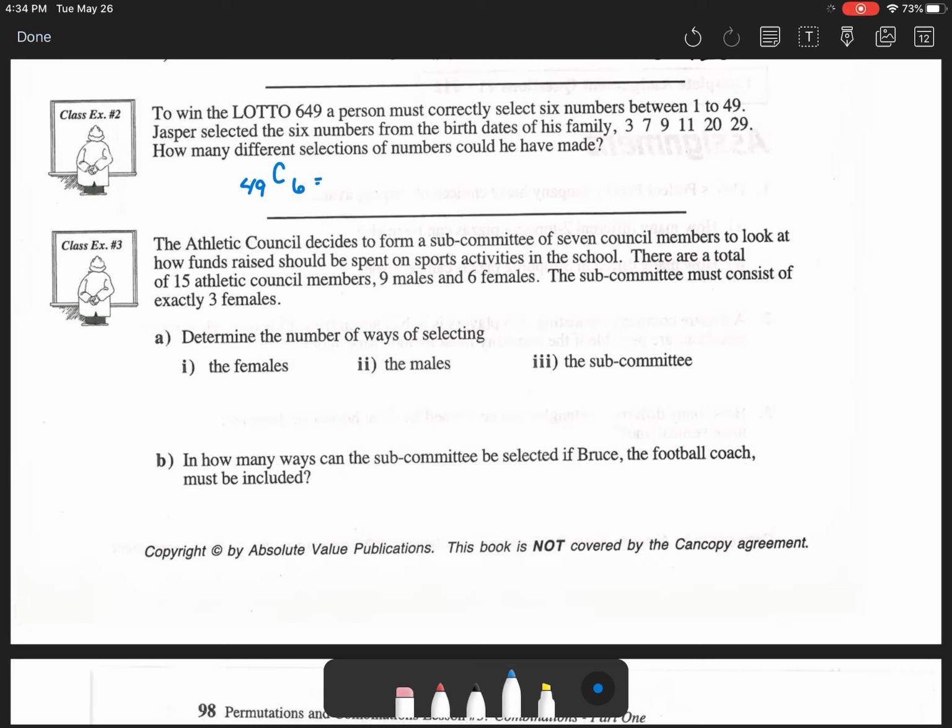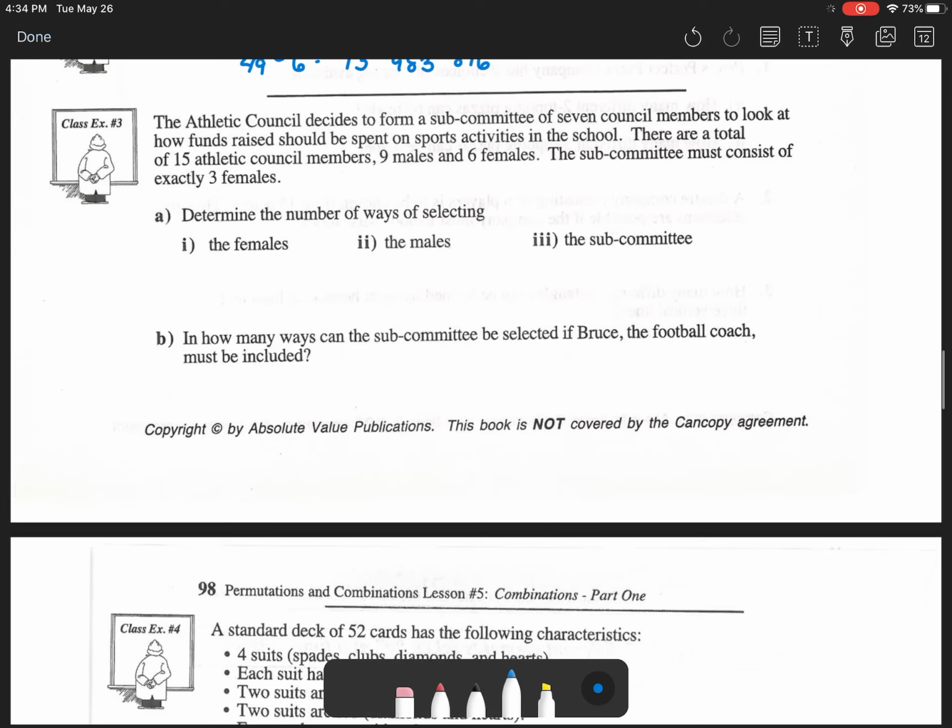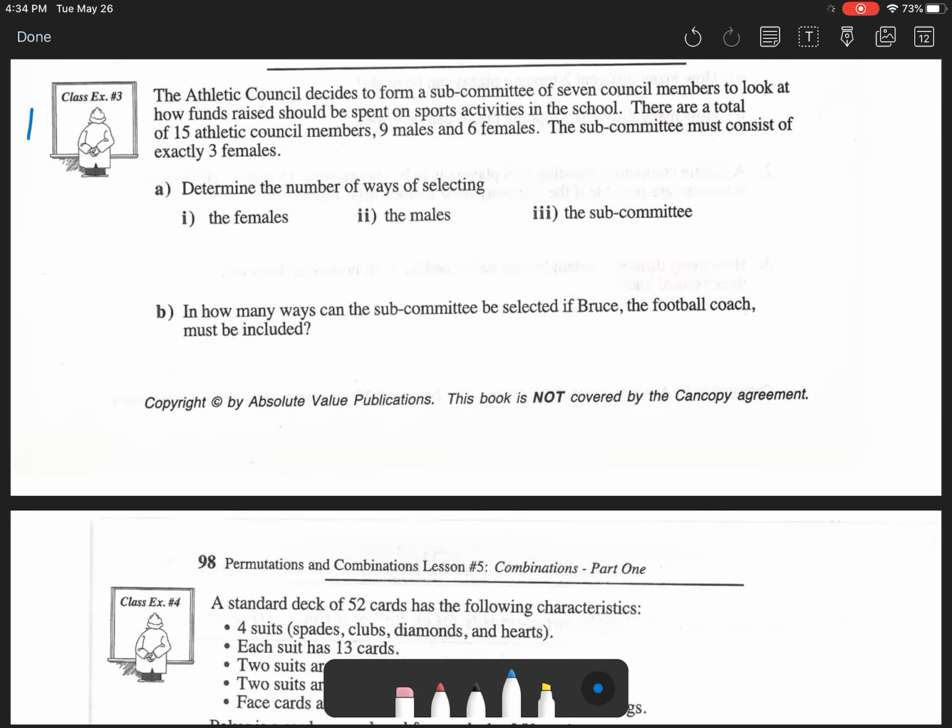So there are 49 numbers that you could possibly choose, and you only have to choose 6 of them. So on your calculator, 49 choose 6, that's a total of 13,983,816. Okay, next. Now these questions, where they talk about committees and subcommittees, are very common type questions.